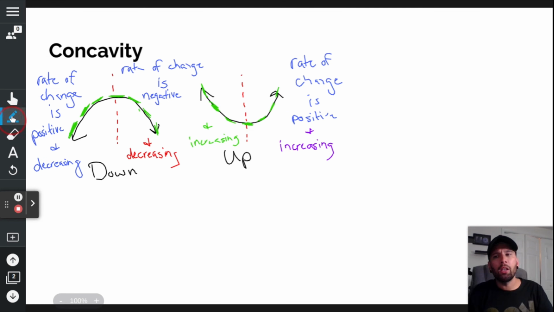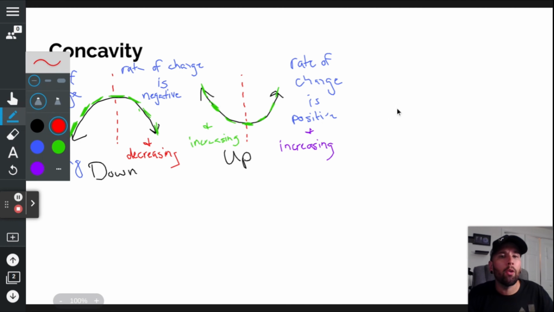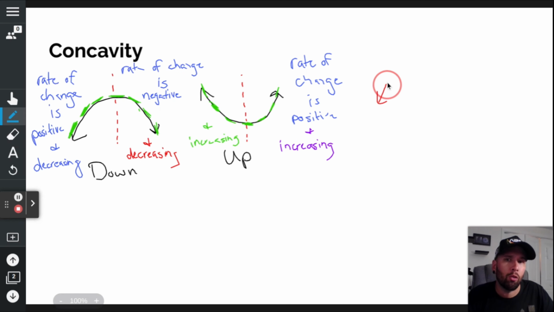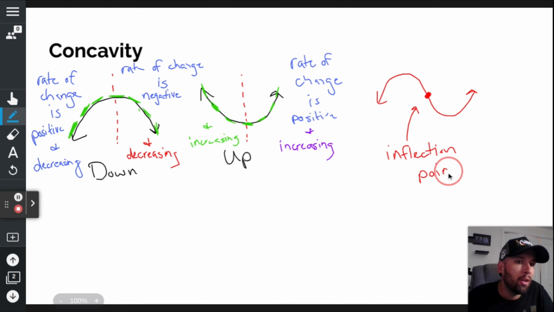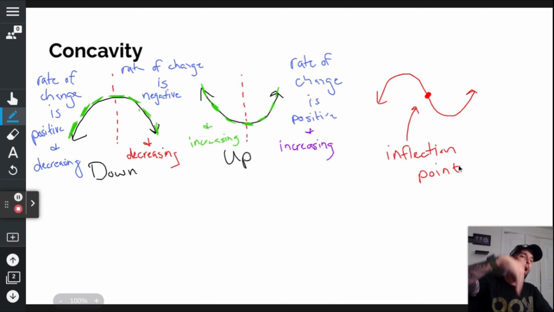Now, the other thing we need to know about concavity is whenever we have a change in concavity, so right now I'm concave down and then boom, all of a sudden concave up, that change in concavity right there has a name, and it's called an inflection point. A change in concavity is called an inflection point. If it doesn't change from concave down to concave up, or if it doesn't change from concave up to concave down, then it's not an inflection point. Okay, if it's a straight line, it doesn't have concavity.